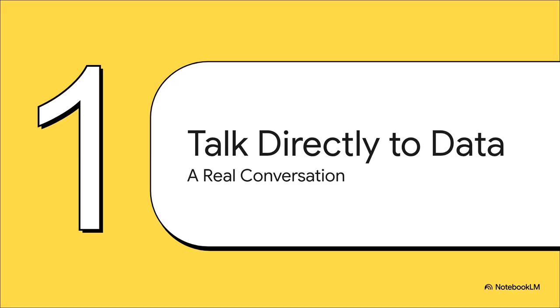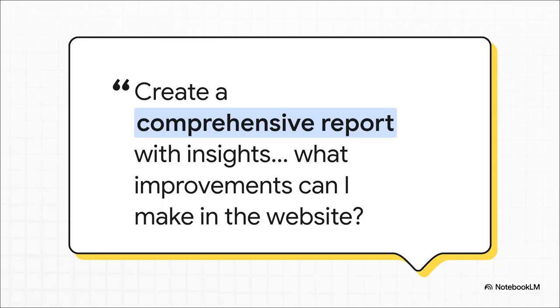We're going to check out a real conversation someone had with their own website's Google Analytics data, and this is all being powered by Google's Gemini AI. And look, this isn't some simple "show me my top pages" kind of query. No, the user is asking for a comprehensive report. They want insights, and they even want suggestions on how to improve the website. That's a really complex, multi-part question. So the real test is, how does the AI handle something like that?